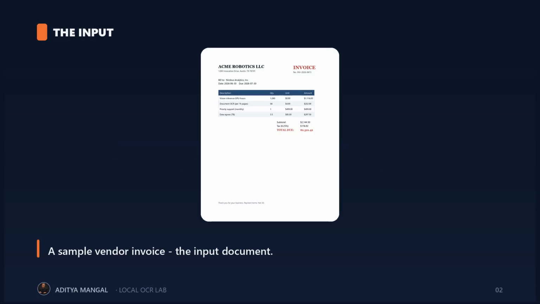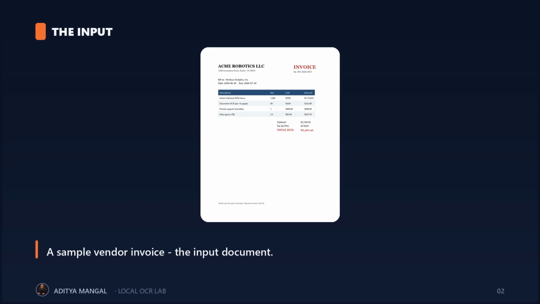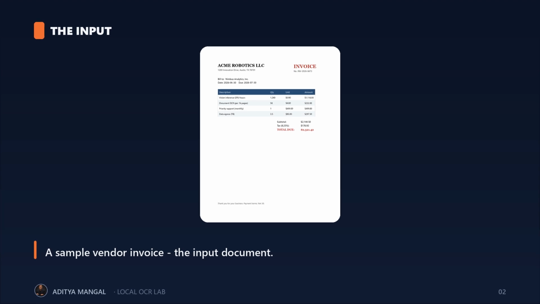Let's ground this in a real document. This is the input, a sample vendor invoice, with a header, a bill to block, a line item table, and totals at the bottom. It's exactly the kind of dense, semi-structured page DeepSeek-OCR's optical compression is built for. And it's the same invoice every model in the series sees, so the comparison stays fair.